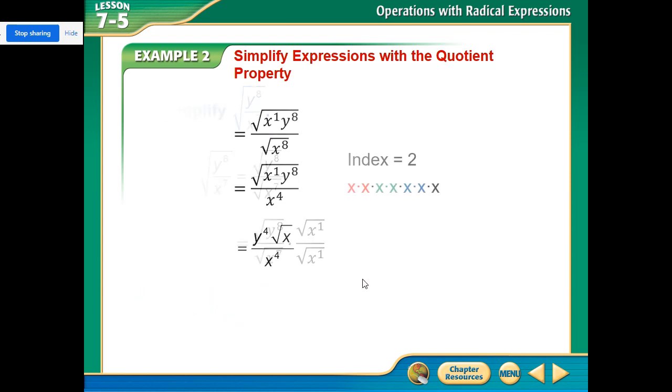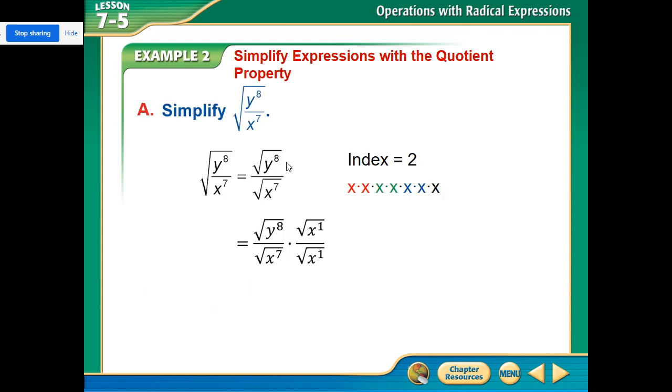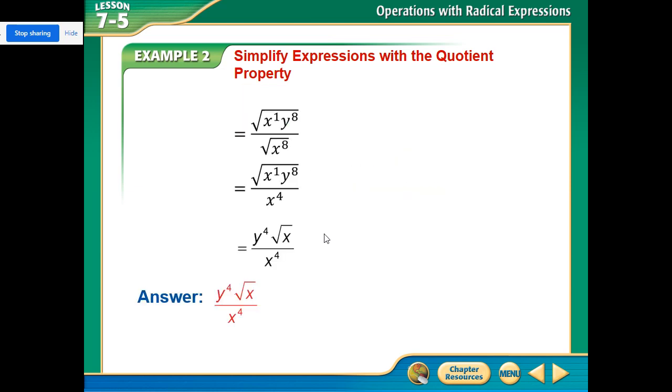This may not look any better than what we started off with, but it is considered simplified, especially if we're going to have to add this to something. Having a denominator that's not a square root makes our life a lot easier. So this is when our denominator is a monomial. We're going to deal with ones with binomials in just a moment, but we're going to start with several that are monomials to start with. All right, so that's rationalization of this.